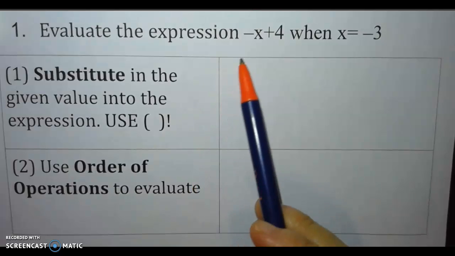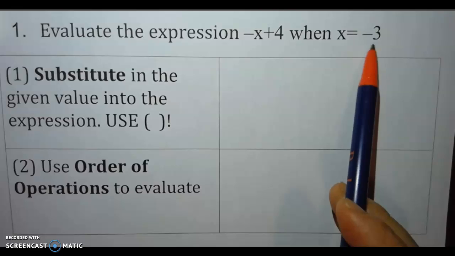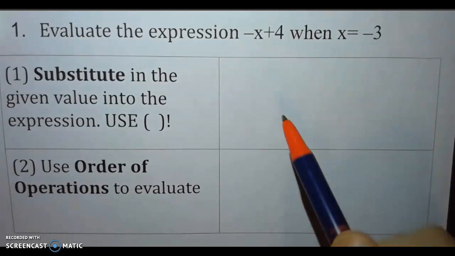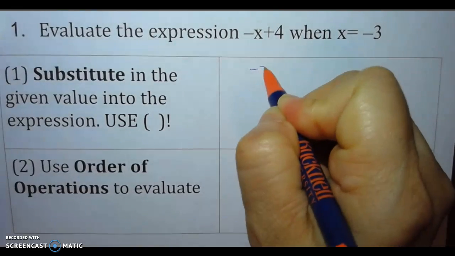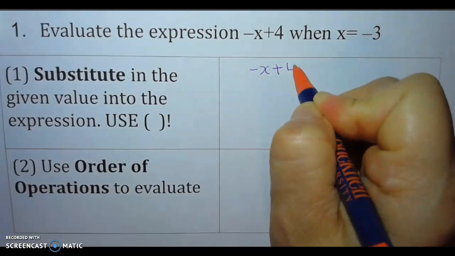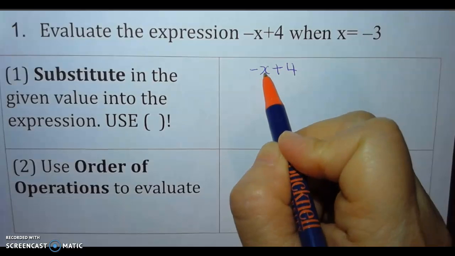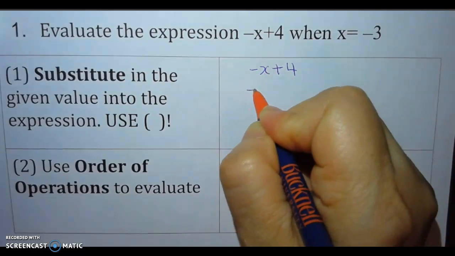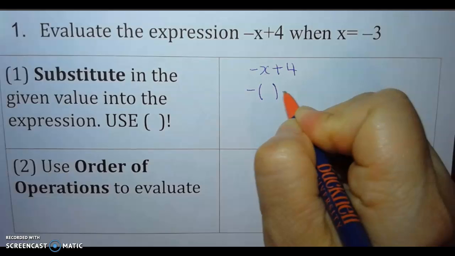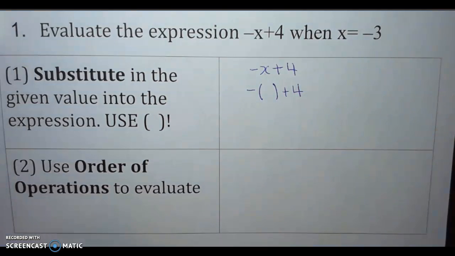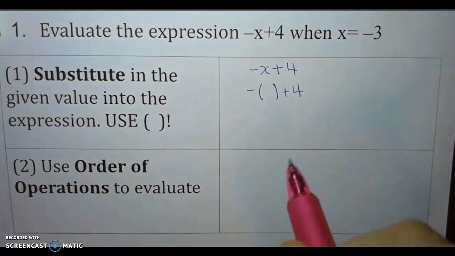We're trying to evaluate the expression negative x plus 4 when x is negative 3. So we are going to write the expression again. It's always a good idea to write the original problem first. And then wherever I see an x, I am going to replace that with a parenthesis. And please do this step. I know some of you are thinking, oh, I already know this step.